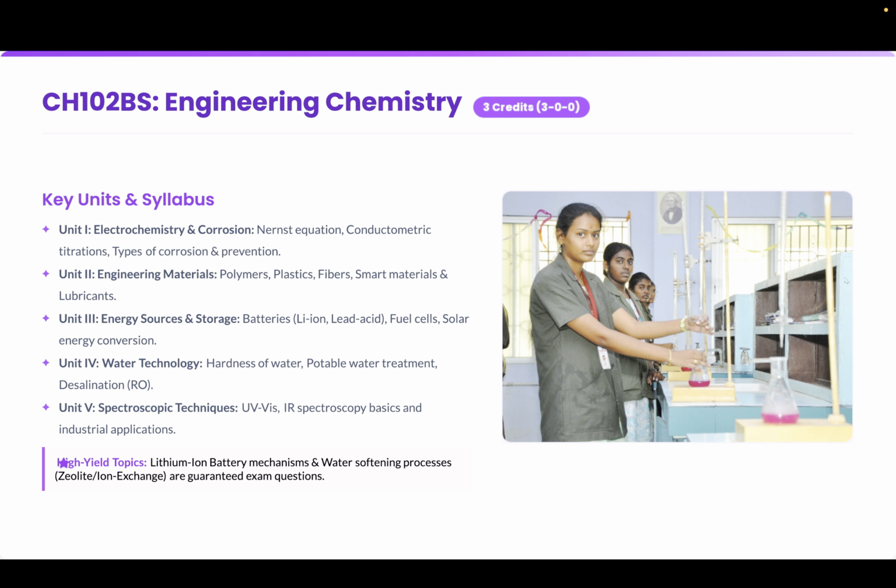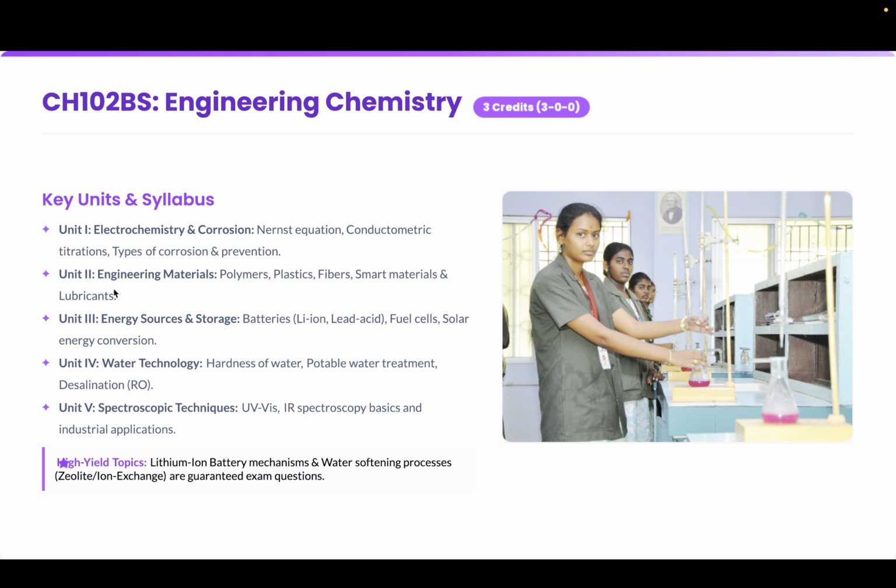If we speak about the second subject, we have Engineering Chemistry, and the subject code of Engineering Chemistry is CH102BS, and it contains 3 credits. The key units and syllabus are: in unit 1 you will be dealing with electrochemistry and corrosion, with topics like the Nernst equation, conductometric titrations, and types of corrosion and prevention.